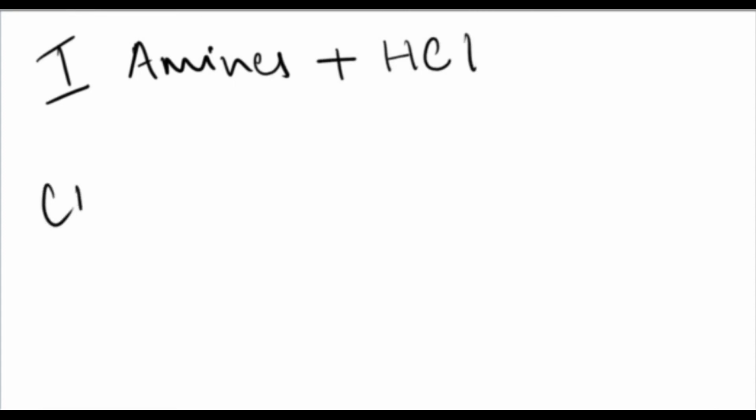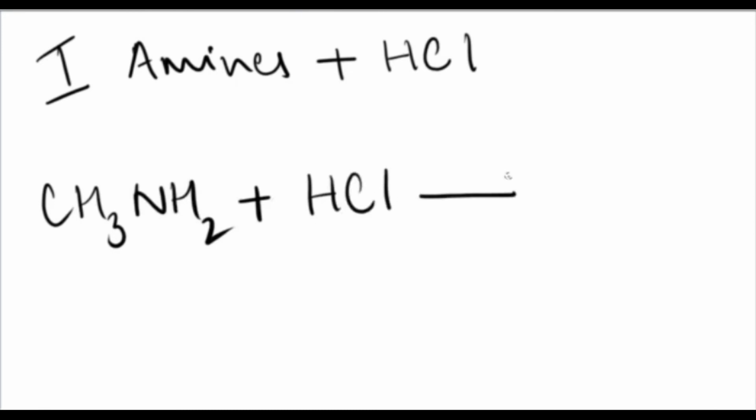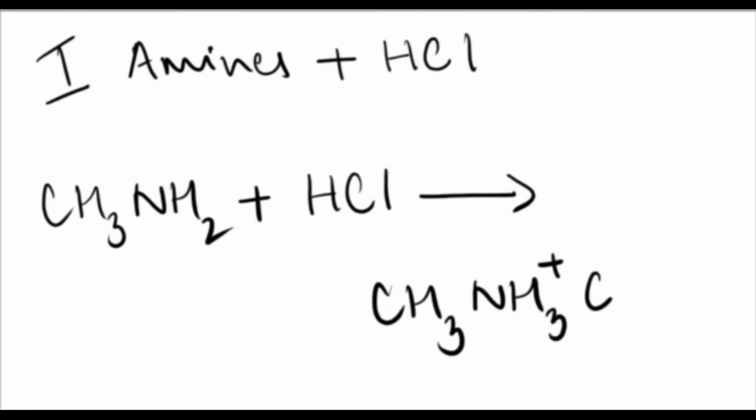Starting with the reaction of amines with acid, for example HCl, the product is a salt. You do not have a side product, you just add this HCl to the amine. So it's going to look like this. And this is known as methyl ammonium chloride.